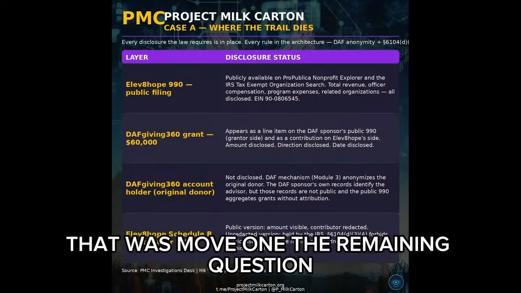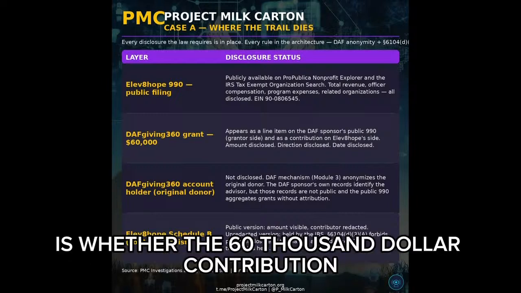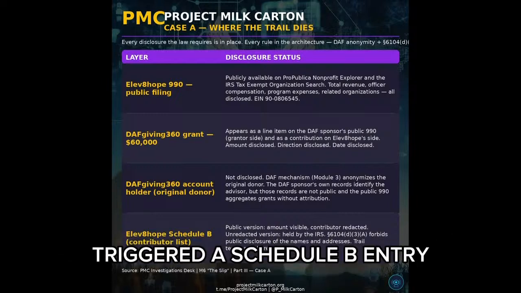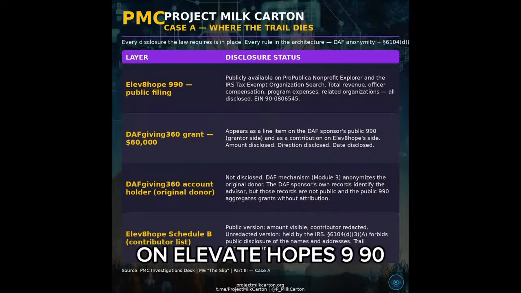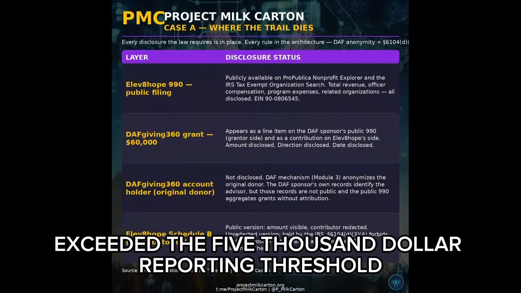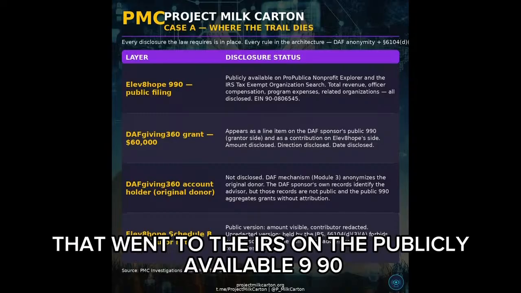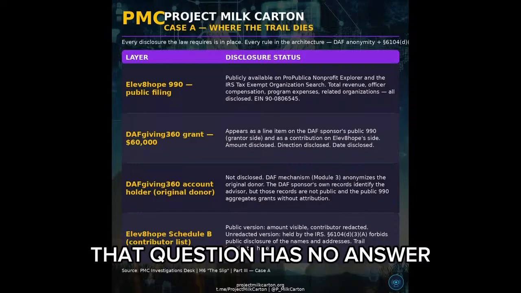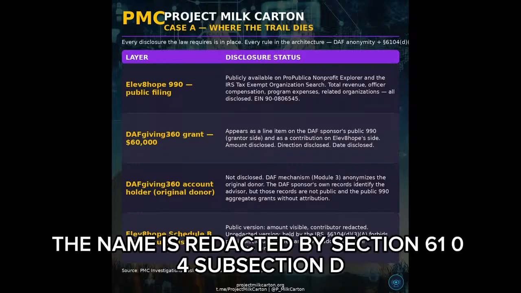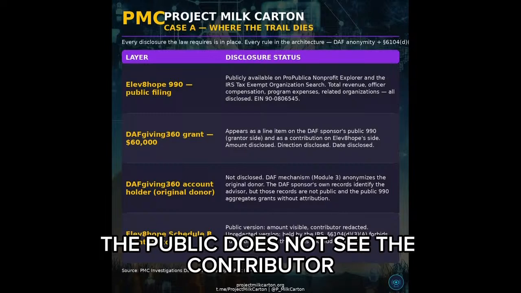That was move 1. The remaining question any serious investigator would ask is whether the $60,000 contribution triggered a Schedule B entry on Elevate Hope's 990. At $60,000, it well exceeded the $5,000 reporting threshold. And if it did, whose name appears in the unredacted copy that went to the IRS? On the publicly available 990, that question has no answer. The name is redacted by Section 6104(d)(3)(A). The public sees the amount. The public does not see the contributor.